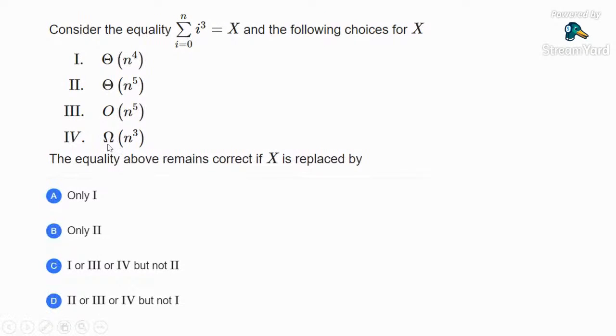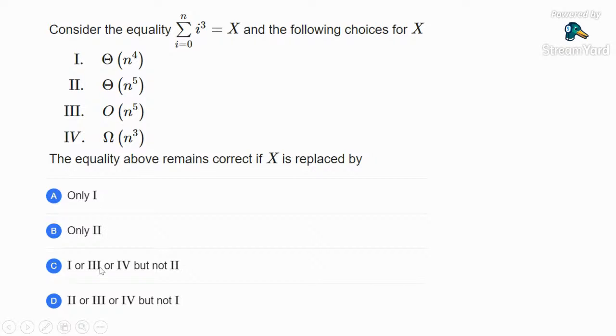Here, what we are saying is omega of n to the power 3. That is also correct. So, among these 1, 2, 3, and 4, which one is not correct? The second one is not correct, because in the second one we are saying it is n to the power 5 with the theta notation, so that is not acceptable. So the first, third and fourth are correct.